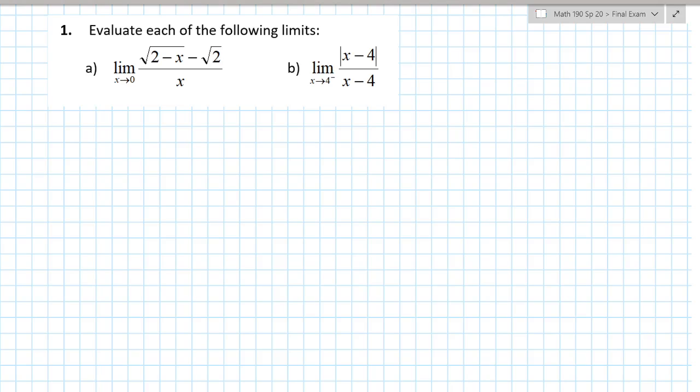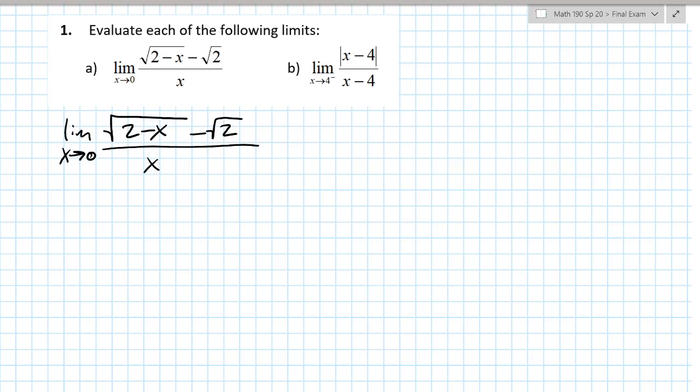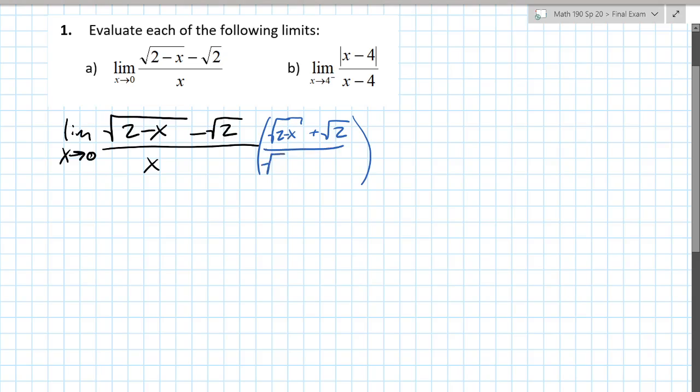In this problem, since it's a bunch of radicals, rationalizing the numerator is a good option, so let's try that. In order to rationalize the numerator, we need to multiply by the conjugate, which is going to be the square root of 2 minus x plus the square root of 2, over the square root of 2 minus x plus the square root of 2. The key there is to have these signs opposite each other.